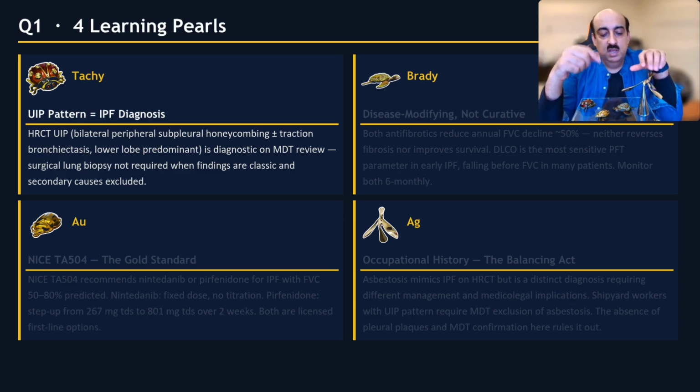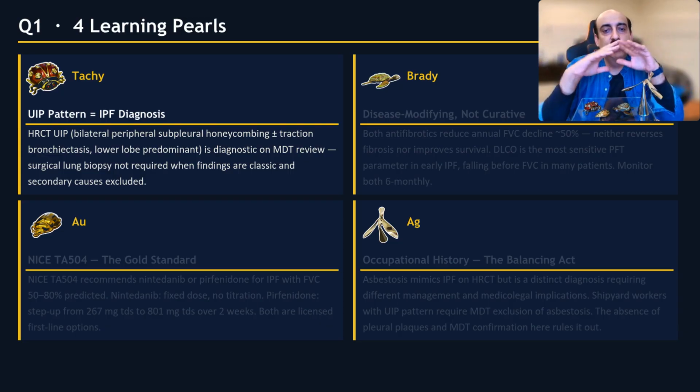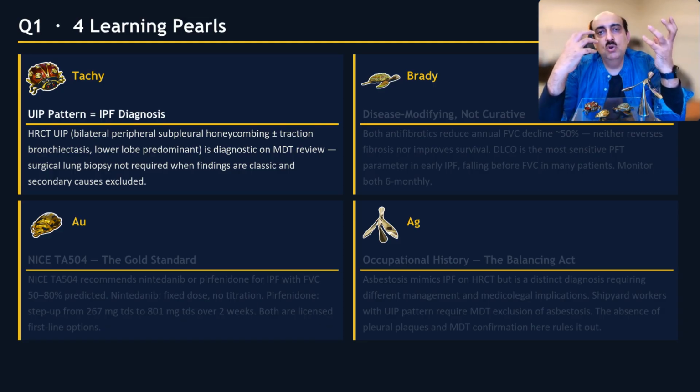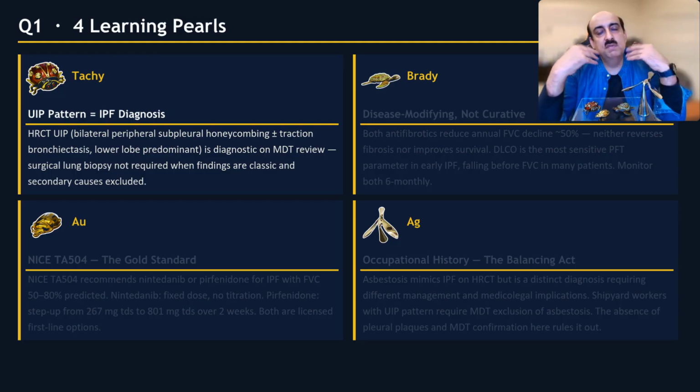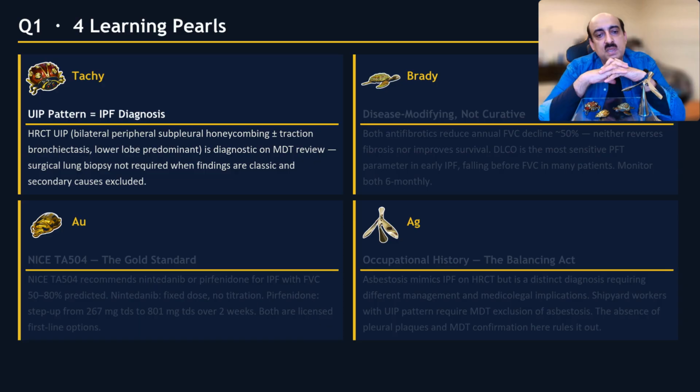First of all, remember our TECI. So UIP pattern equals IPF diagnosis. On HRCT, the bilateral peripheral subpleural honeycombing with or without traction is characteristic for the usual interstitial pneumonia suggestive of IPF, unlike bronchiectasis, in which it's lower predominant findings. So that's why this is diagnostic, and hence once you have it, you don't need an invasive surgical biopsy, which may have its own complications. So this is classic, and secondary causes can be excluded.